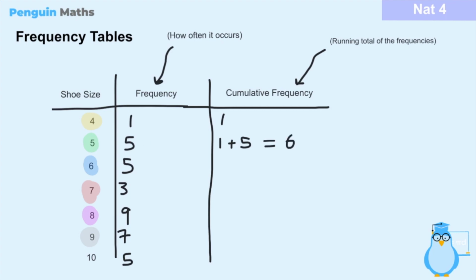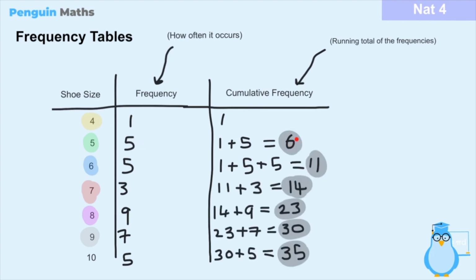So that would be 1 plus 5 is equal to 6, and then going on we would just do the same again where we add this frequency to all the other frequencies that occurred before it. So this time we have 1 plus 5 plus 5, and we can see that as we're going on the numbers are getting bigger and bigger, and finally for the final row the last value of the cumulative frequency should be equal to the amount of things that we were measuring. So in this case it was the shoe size for 35 different pupils, so that means that the last cumulative frequency is 35. And this is where the term a running total comes from, because we're adding on the frequency each time we go to the next row.